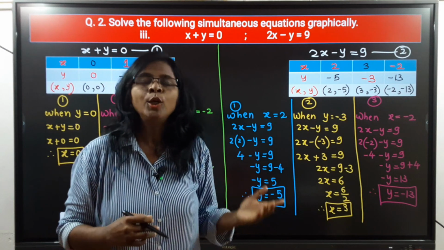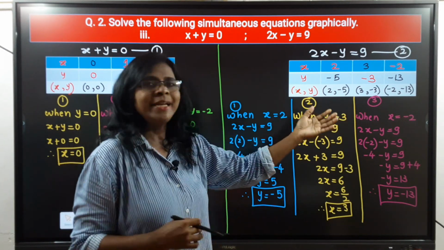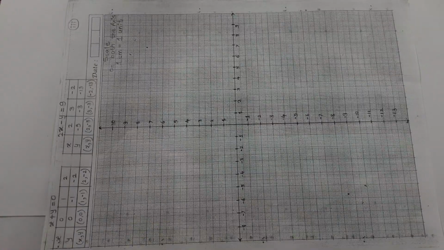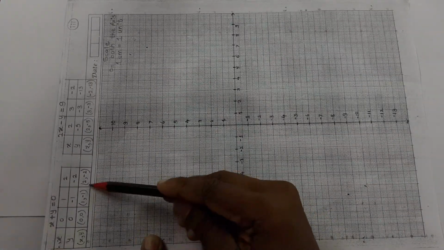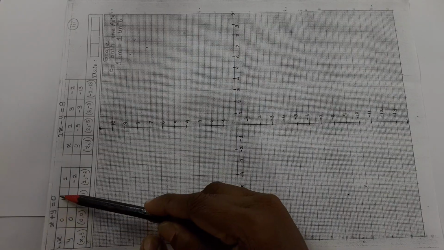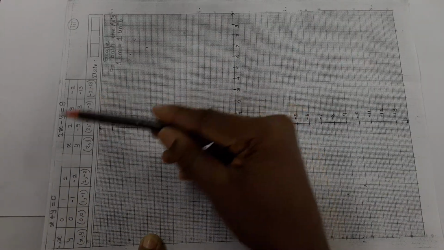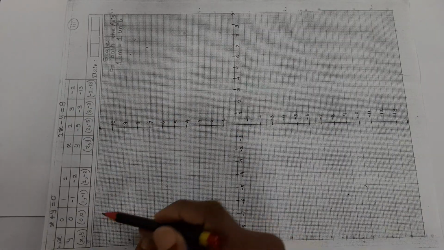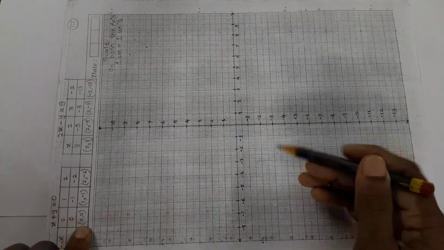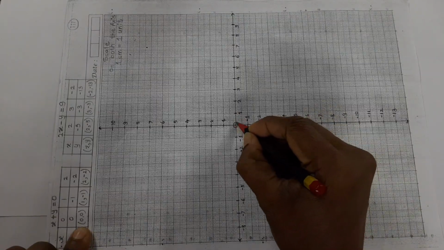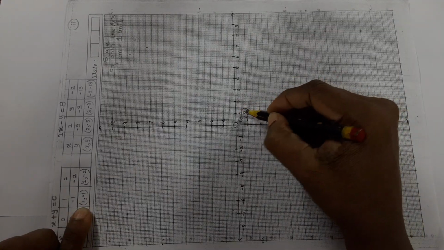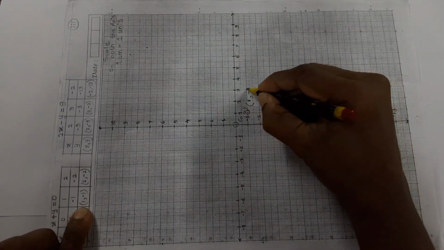So now we are ready to plot these coordinates on the graph paper. Now let us draw the graph. In this example, these are the coordinates for the equation x plus y is equal to 0, and these are the coordinates for the equation 2x minus y is equal to 9. So first we plot these coordinates. Here 0, 0, that means this point is 0, 0. Then the next one, 1, minus 1. Here this is 1 and this is minus 1, so this position is 1, minus 1.